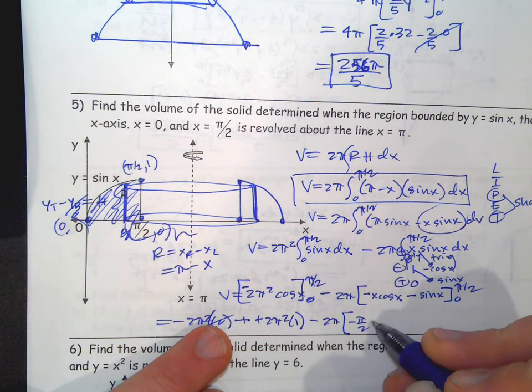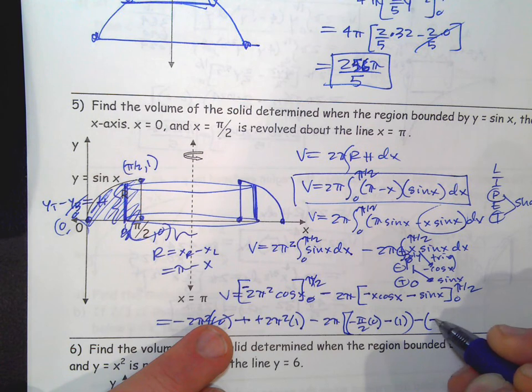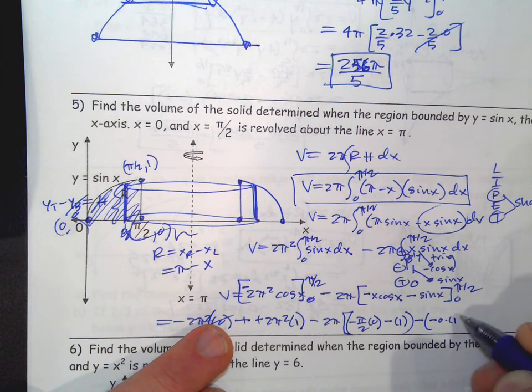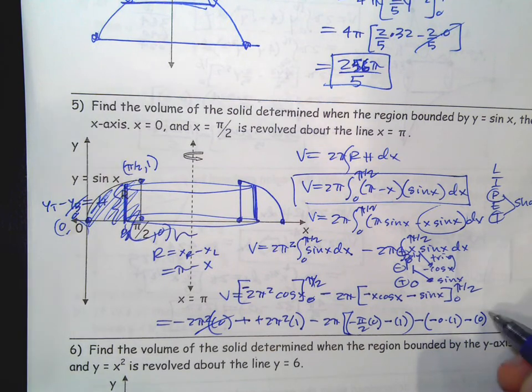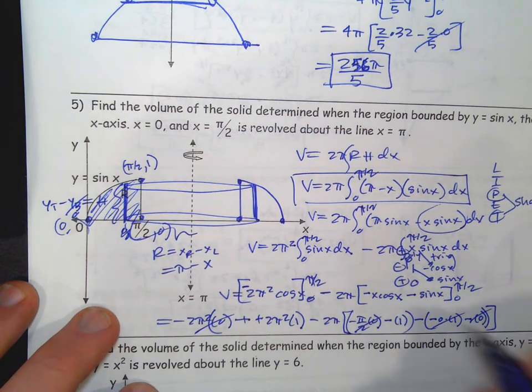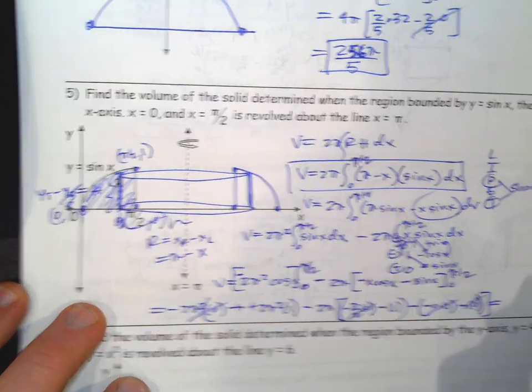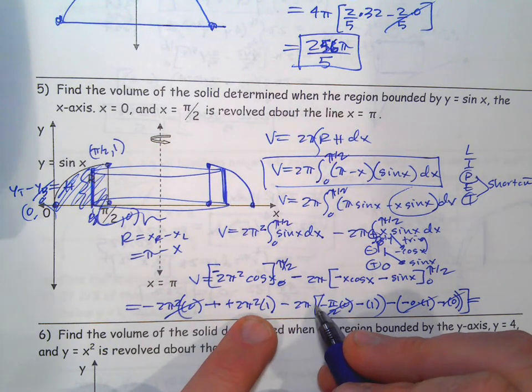Cosine of pi over 2 is 0. Minus sine of pi over 2 is 1. Minus negative 0 times cosine of 0 is 1. Minus sine of 0 is 0. So those cancel. And we get 2 pi squared plus 2 pi squared.